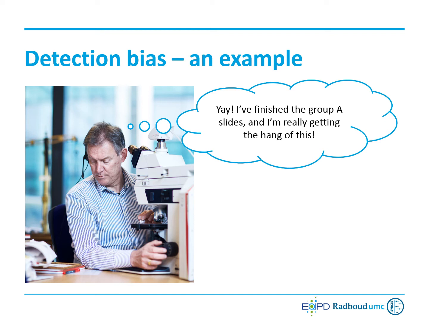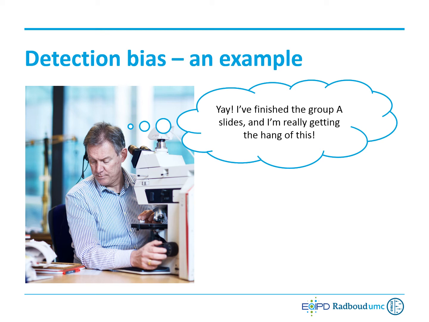I hope you noticed that in both examples, the pathologist is assessing the slides one group after another, and as a result, his fatigue, or his learning curve, can cause detection bias. Secondly, he's not blinded to the group allocation of the slides, which can influence his assessment based on his expectations of the treatment effect. Again, randomizing and blinding the outcome assessment is essential to prevent bias.